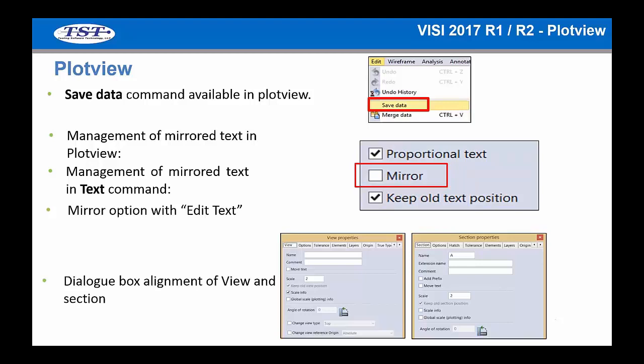So dialog box, alignment view, and selection. They'll be in the corresponding tabs under view properties and then section properties.